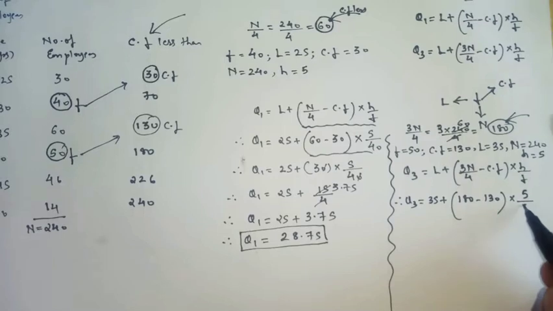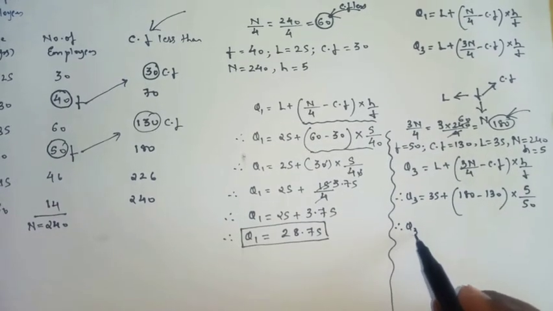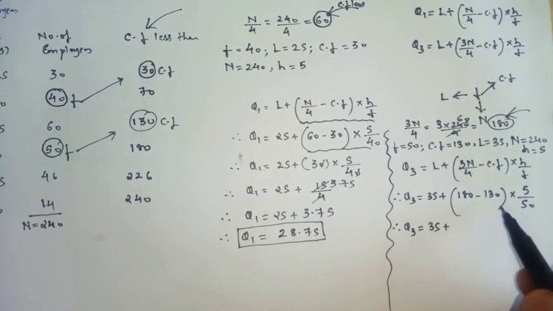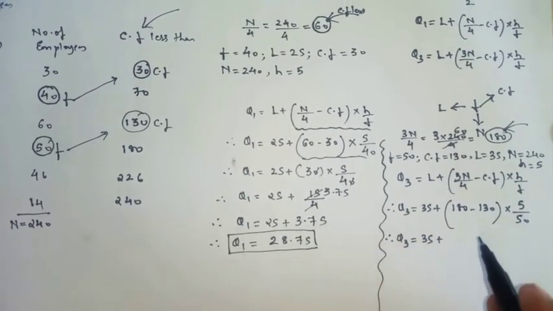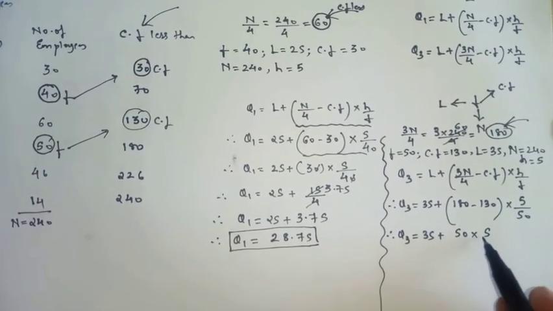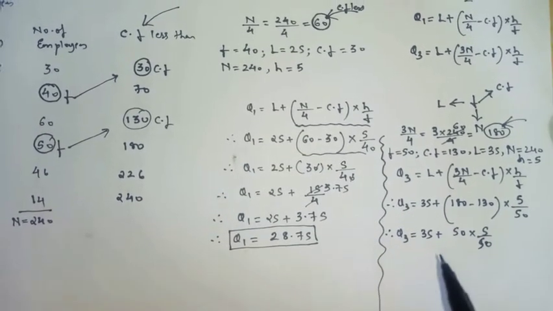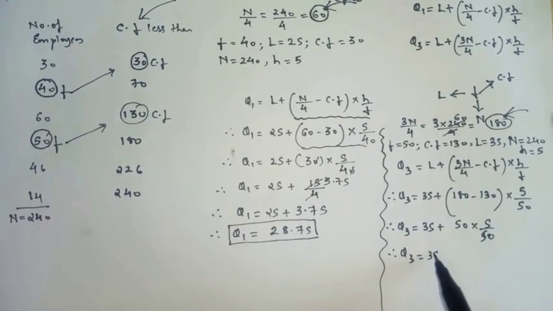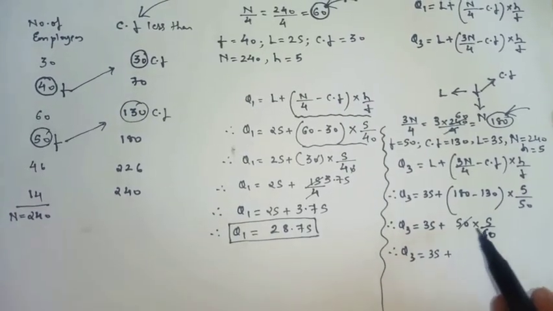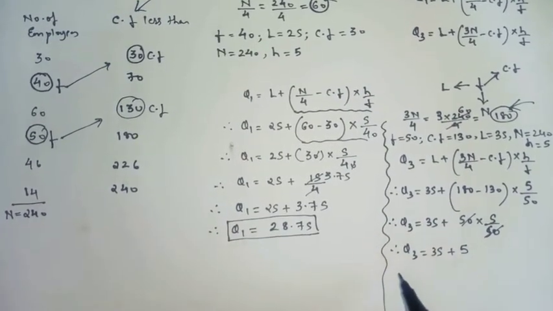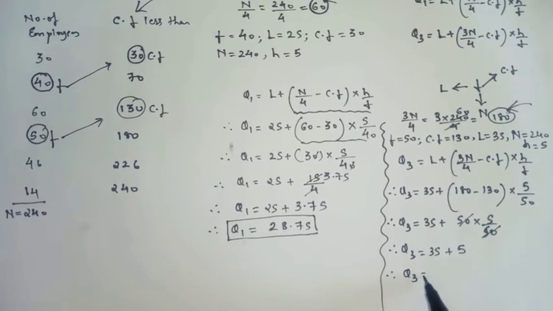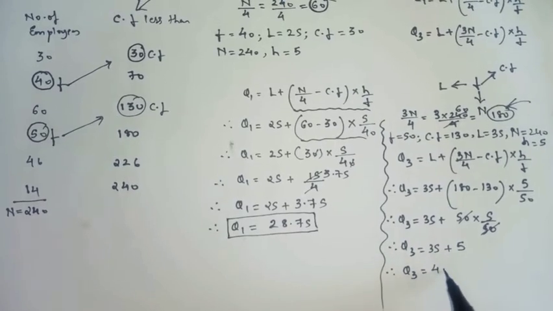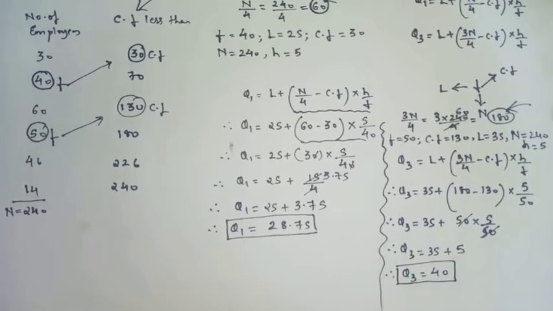F is 50. So therefore Q3 will be equal to 35 plus 180 minus 130. 180 minus 130, you will get 50 here, into 5 upon 50. As I told, keep the value of L as it is till the last step. Here we can cancel this 50 and 50, so here we are left with 5. So therefore Q3 will be equal to 35 plus 5. Here you will get 35 plus 5 as 40. So here we got the Q3 answer also.